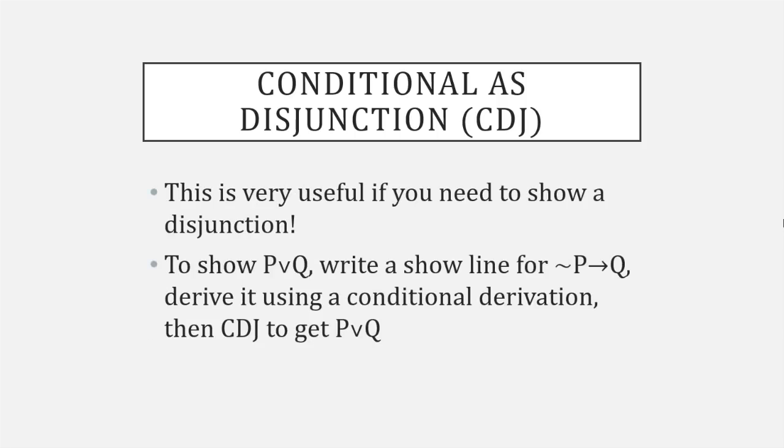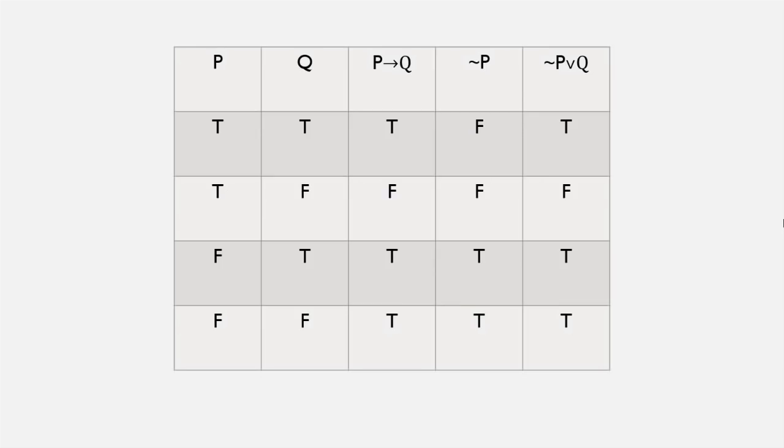Super useful if you need to show a disjunction. If you're asked to show a disjunction, what you do is write yourself a show line for not P then Q, and then do a conditional derivation, and then CDJ back to the disjunction. Sorry, I'm going to have to zoom through this because I spent too much time on those derivations. Once again, if you're not convinced that these are logically equivalent, look at this table and convince yourself.